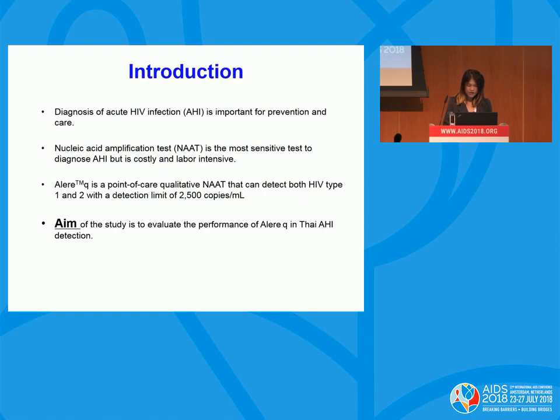Acute is a point-of-care qualitative NAT that can detect both HIV type 1 and type 2 with a detection limit of 2,500 copies per ml. The aim of the study is to evaluate the performance of Acute in Thai acute HIV infection detection.